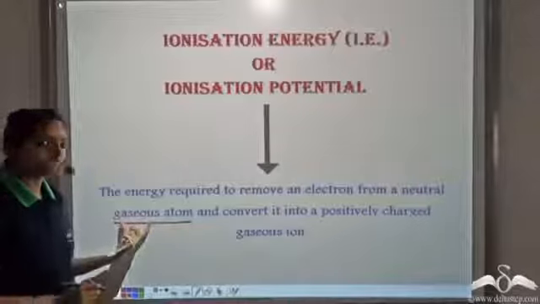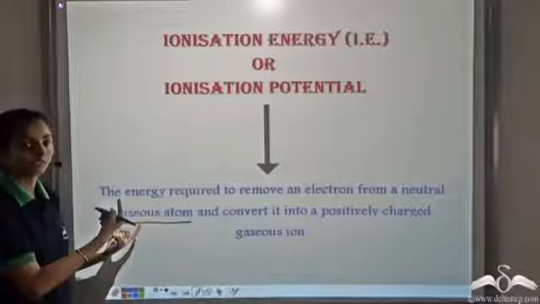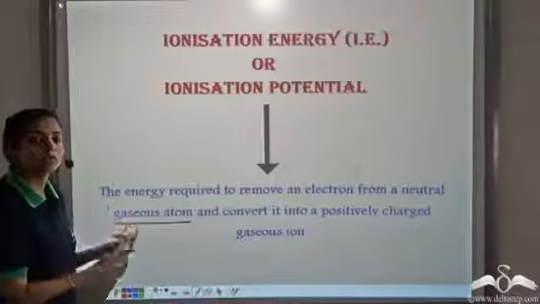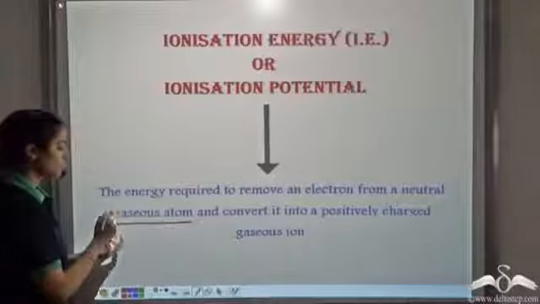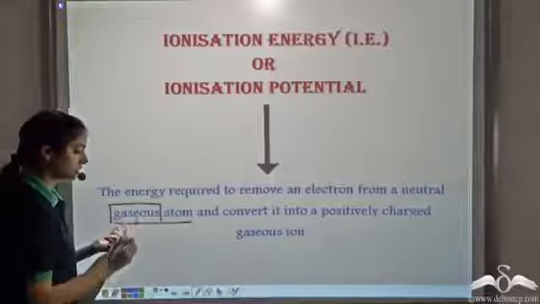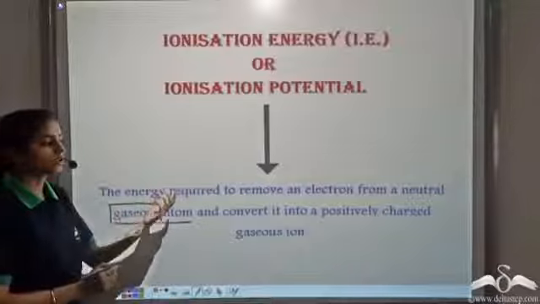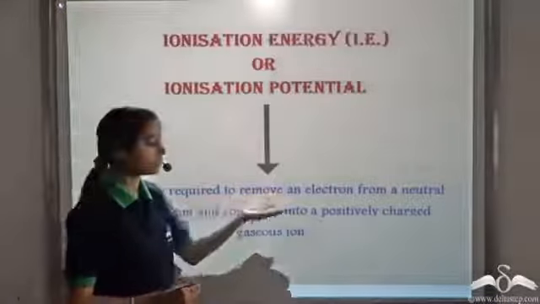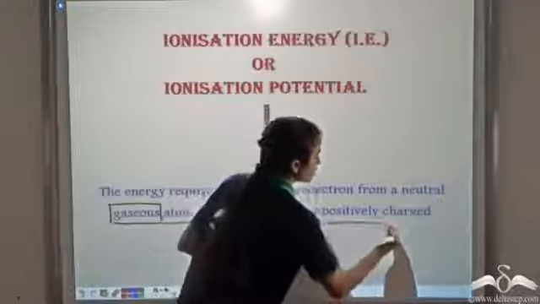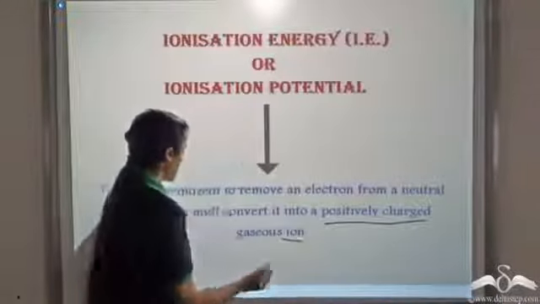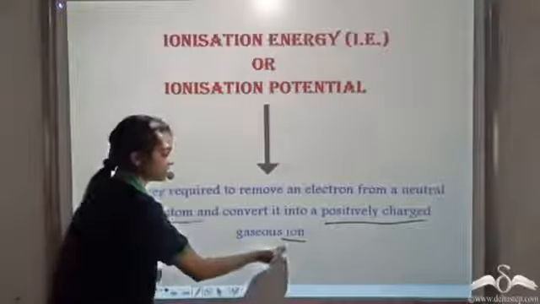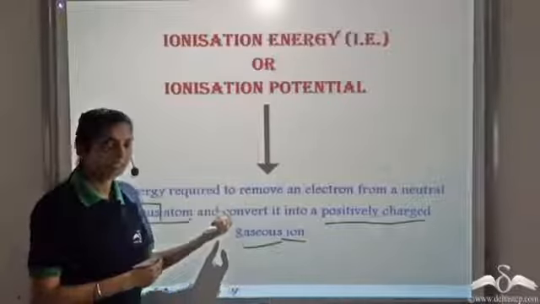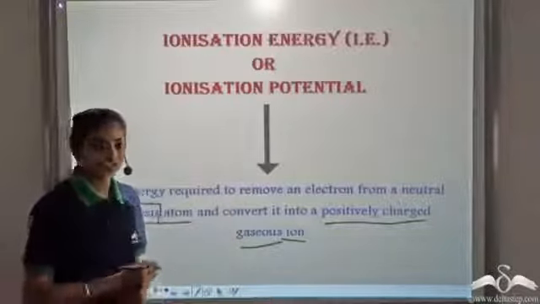We talk of a gaseous atom because we want to say that the atom is isolated. In liquids or solids, it is associated with some other atoms, so we do not talk of liquid or solid atoms. So to specify that the atom is isolated, we say the energy required to remove an electron from a neutral gaseous atom, and since we remove an electron, it converts it into a positively charged ion. Since we are taking a gaseous atom, it converts it into a gaseous ion. So to remove an electron from an atom requires energy, and this energy is known as the ionization energy.